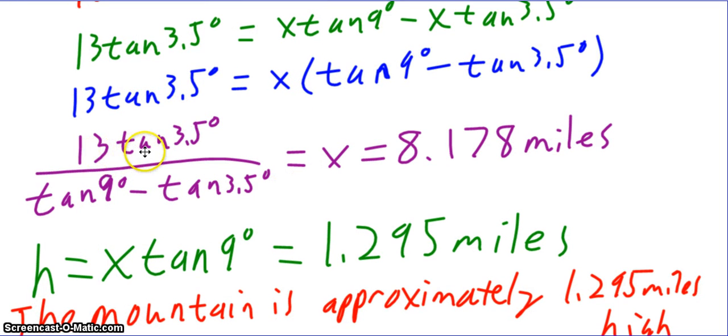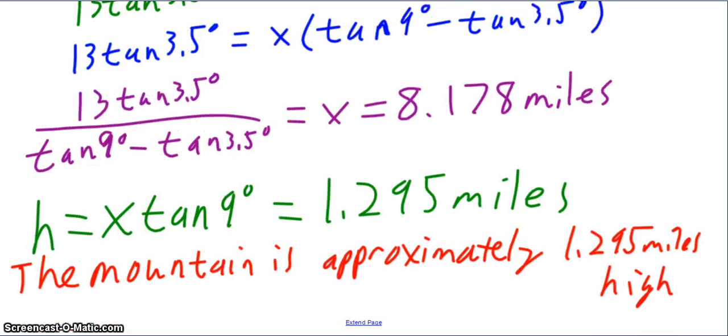x equals 13 times the tangent of 3.5 degrees over the tangent of 9 degrees minus the tangent of 3.5 degrees. I typed all of this into my calculator using parentheses and making sure my mode was in degrees, and I ended up with x is 8.178 miles, approximately.